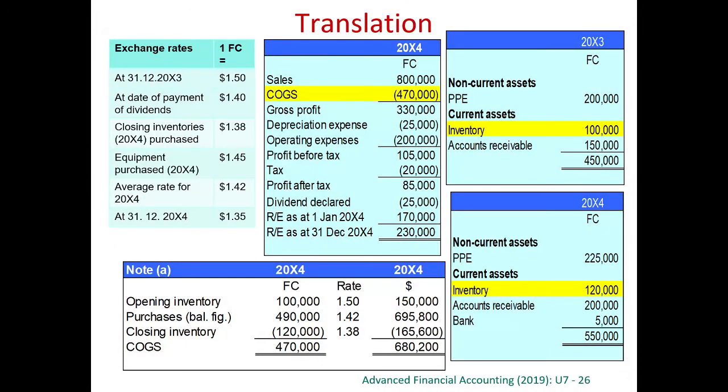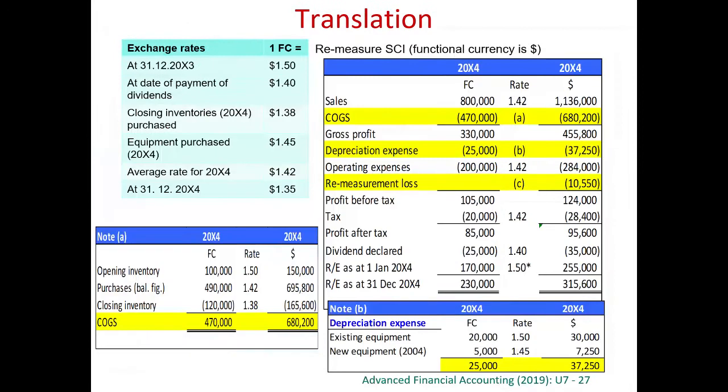After the balance sheet, we have to translate the income statement. For income statements, we should try to use the actual exchange rate as far as possible. However, if we have very frequent sales, we may use the average rate to approximate. Here we don't have the actual exchange rate for each sale, therefore we simply use the average rate, 1.42. So 1.42 is for the sales.